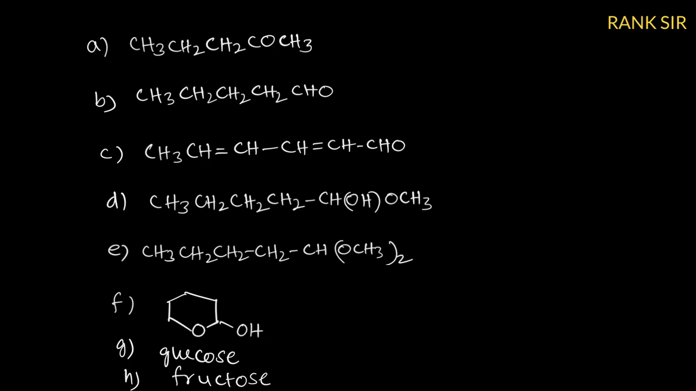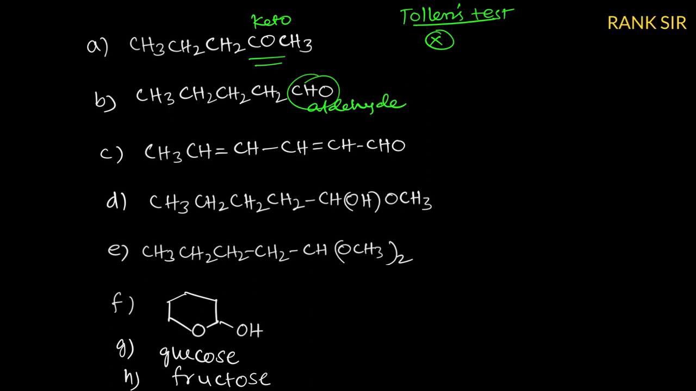Now here are some examples, and we have to find out which gives a positive Tollens test. So I'm writing here that this is a Tollens test. Which will give the Tollens test positive, we'll decide now. Here this is a keto functional group. Therefore no positive, it does not respond with the Tollens reagent. Here what is the group? Aldehyde group. Therefore it will give the positive test.